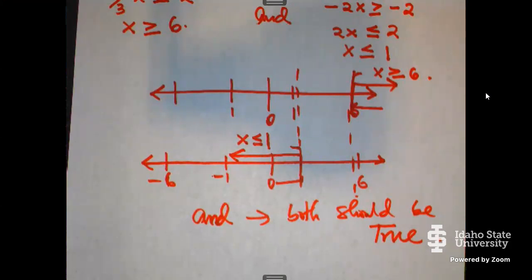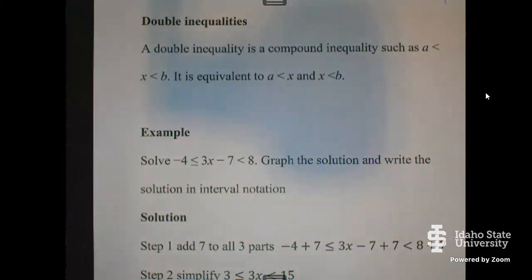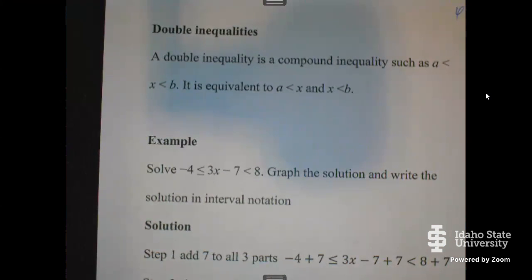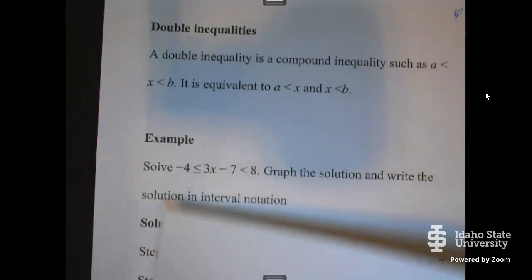Now let's come to another section called double inequalities. This one is equivalent to and. But now we are just combining the two of them. So this is just equivalent to and.